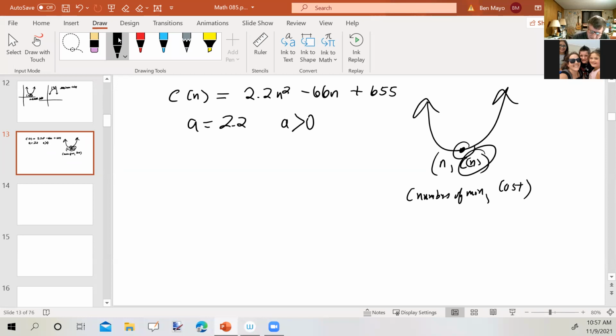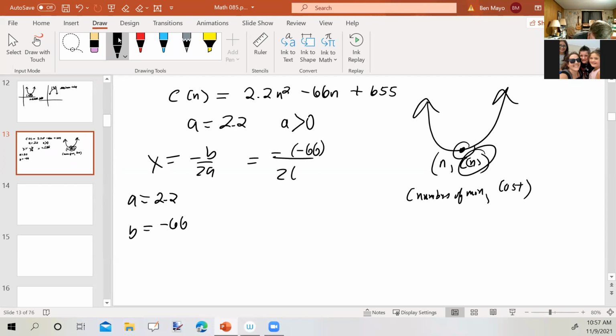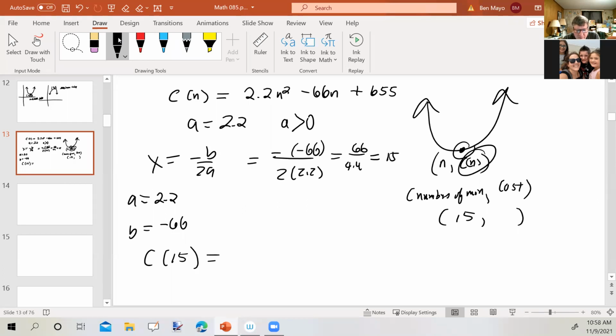Okay. Now, even though our equation is in n and C, I'm going to go back to this. Okay, let's see. a is 2.2, b is negative 66. So this would be negative times negative 66 over 2 times 2.2, which would be 66 over 4.4. And 66 divided by 4.4 is 15. So our ordered pair is 15 and then C of 15. You still with me? Okay, so far? So what I know now, 15 minutes is the time that produces the minimum cost.